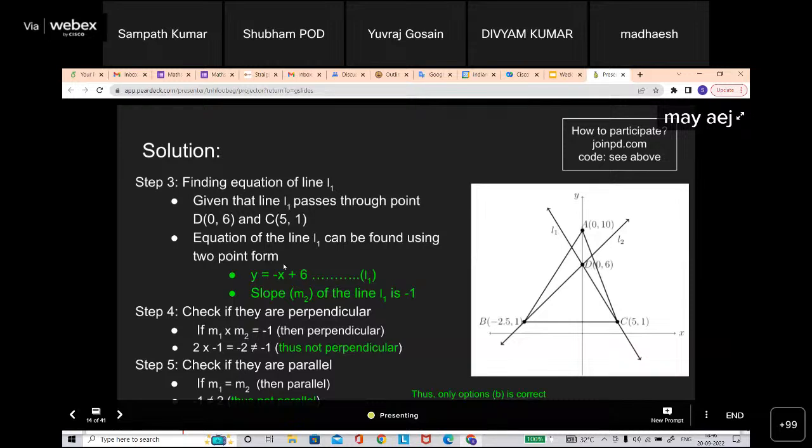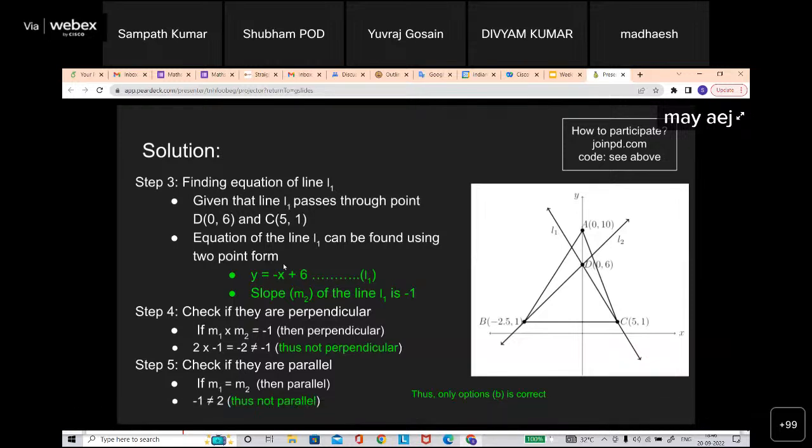Using the two-point form. What is that? y minus y1 is equal to (y2 minus y1) upon (x2 minus x1) into (x minus x1). Using that, you can find the equation of the line L1.